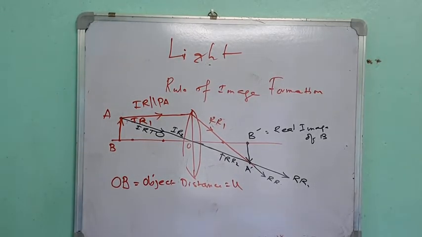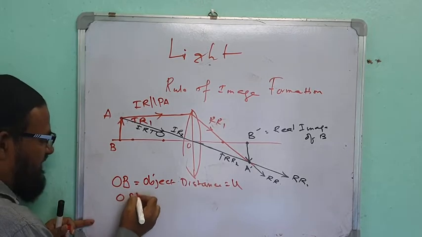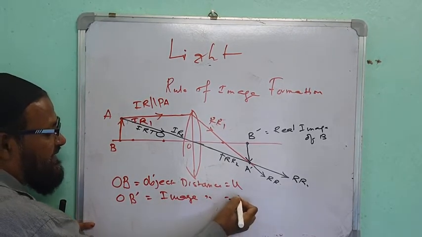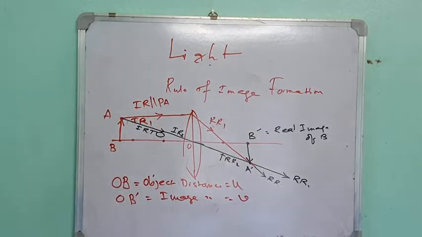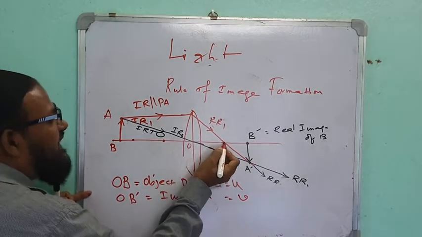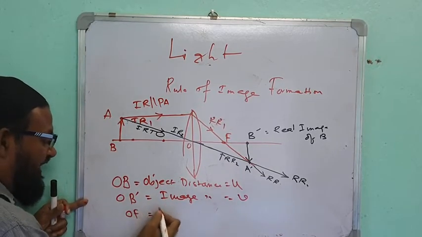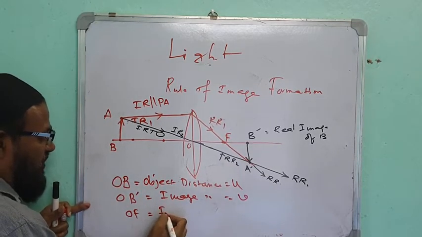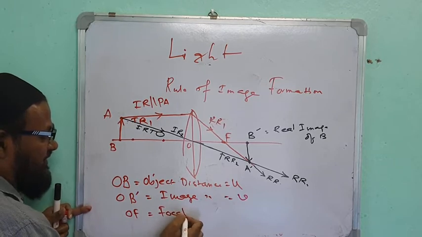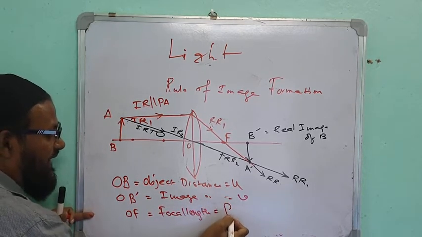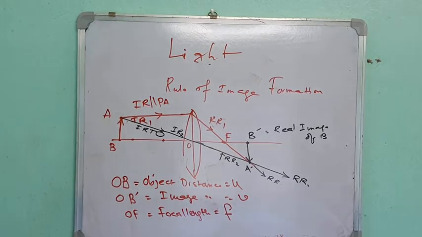Okay? Sir, OB dash, what is this? This is image distance. It is denoted by V. And this part is named, what is the name? This is the focus. This OA acts as the focal length, and this is denoted by F. Is it clear?